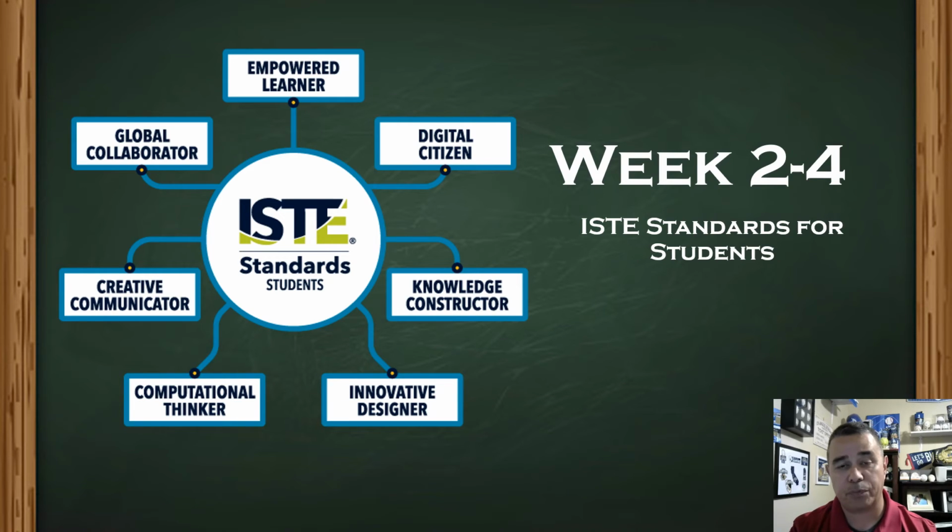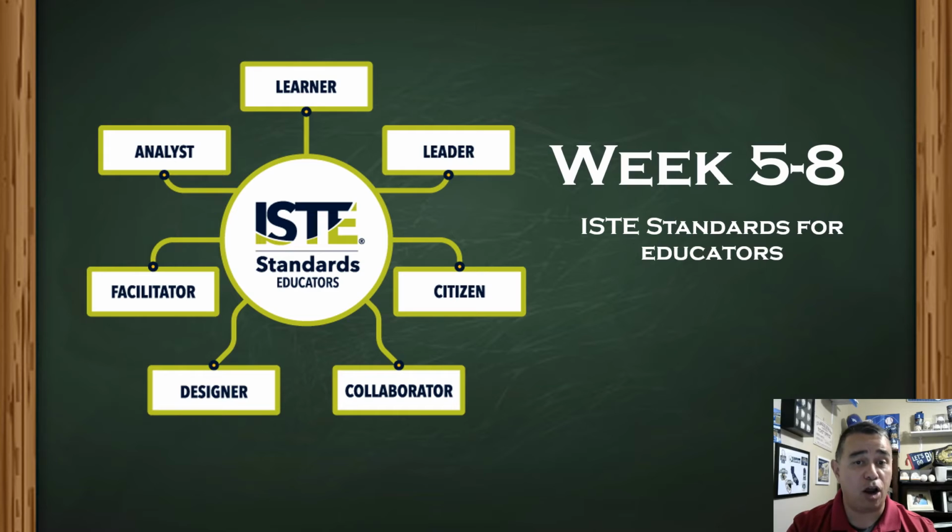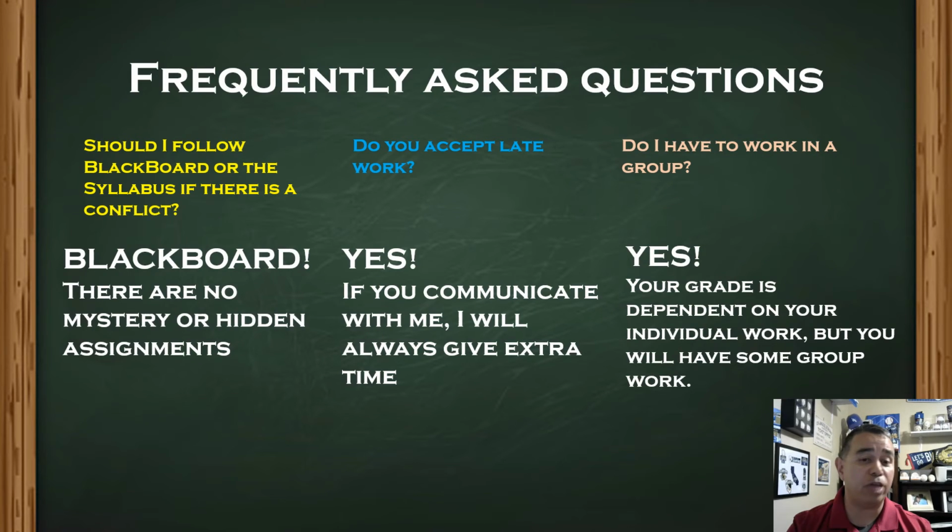And this is for the students themselves, so I'm going to show you some examples on how we can do that. The remaining weeks, 5 through 8, are for educators such as us. How are we still learners? How are we going to be leaders with technology? Leadership with citizenship with technology, collaborators, designers, facilitators, and ultimately an analyst, whether it's for grades or for information for students.